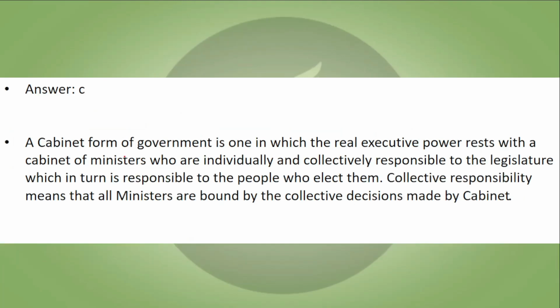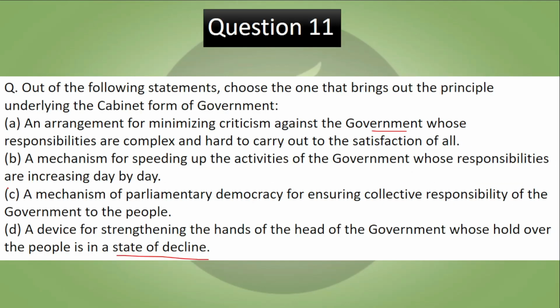So the correct answer to this is C. A cabinet form of government is one in which the real executive power rests with a cabinet of ministers who are individually and collectively responsible to the Lok Sabha or the House of the legislature, which in turn is responsible to the people who elect them. Collective responsibility means that all ministers are bound by collective decisions which are made by the cabinet. So your correct answer to this is C. Collective responsibility.